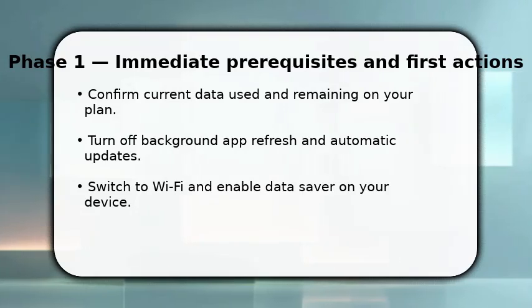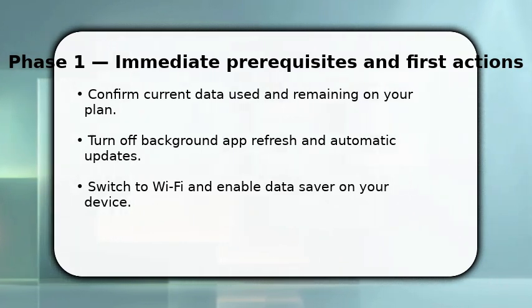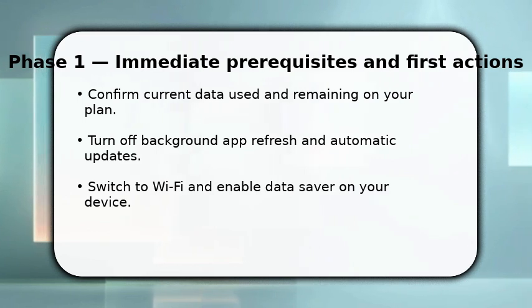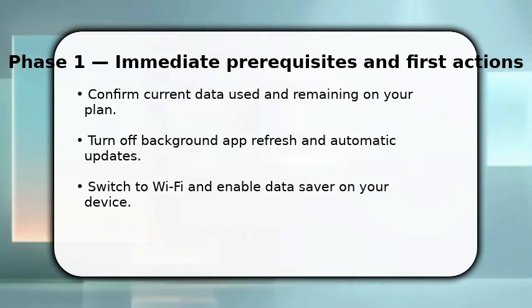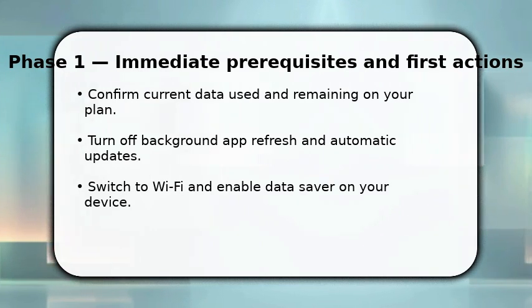You start by confirming exactly how much data you've used and what remains. Once done, open Settings and stop Background App Refresh to prevent surprises. Make sure automatic updates are off, because those can chew gigabytes quietly. Then switch to Wi-Fi and enable the system data saver so apps reduce usage. This immediately slows heavy transfers. These initial actions reduce waste while you prepare the deeper fixes that follow, and they take only a few minutes to implement.